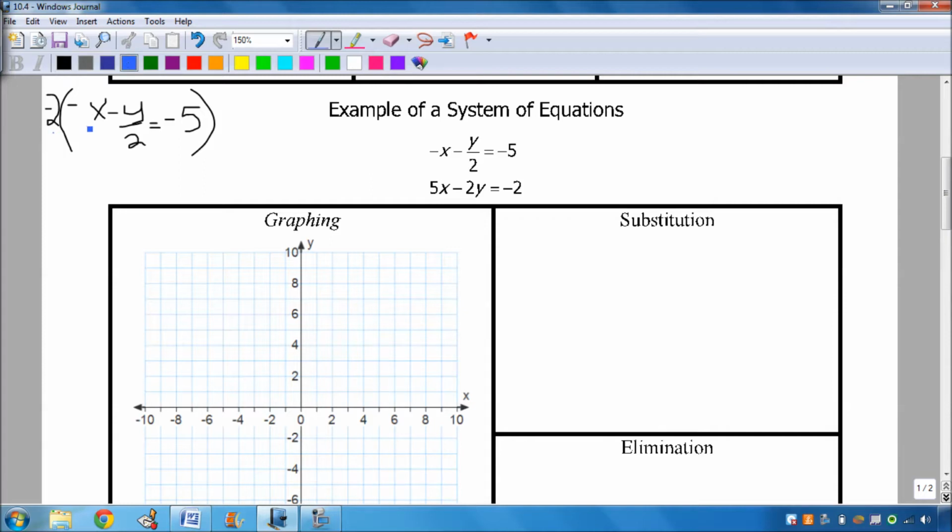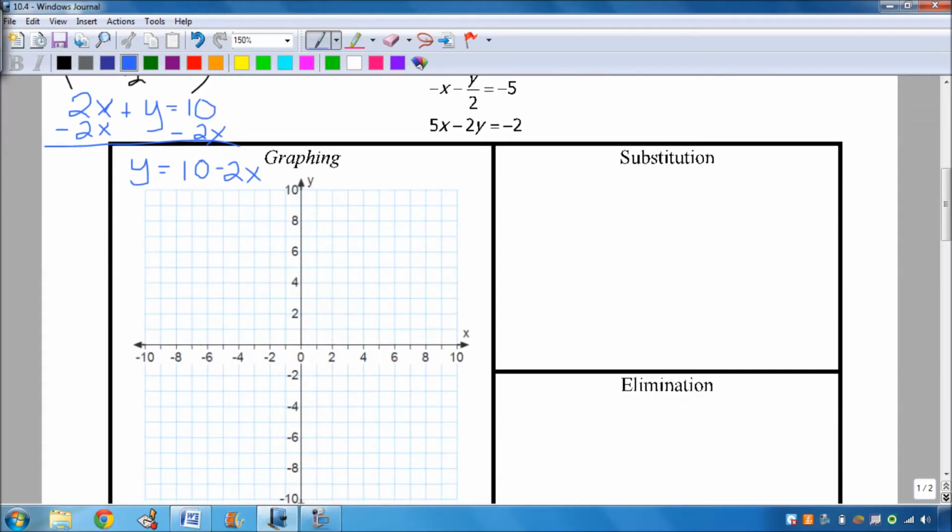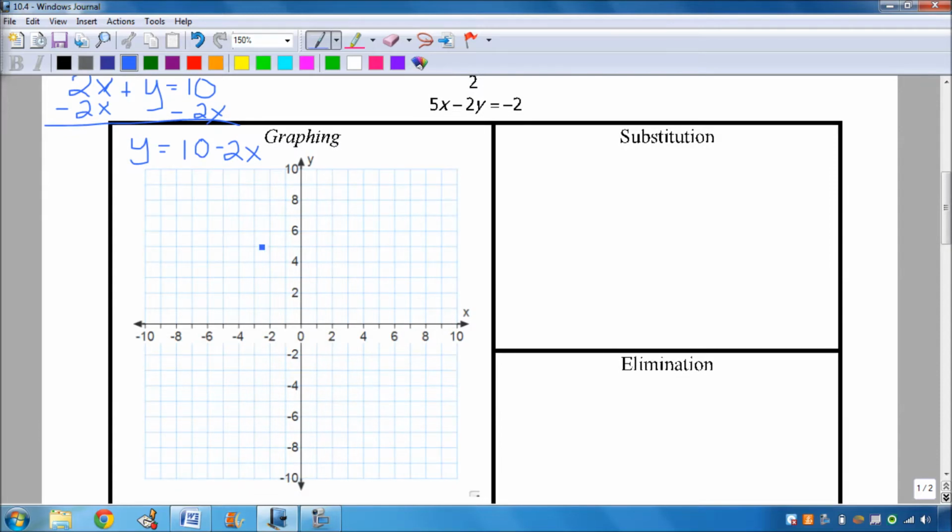So negative 2 times negative x becomes 2x. Negative 2 times negative y over 2, the negative 2's cancel each other out, so I get positive y equals negative 2 times negative 5 is positive 10. Then I just have to subtract 2x from both sides, and so I end up getting y equals 10 minus 2x. So if I want to graph this out, remember, we need 2 things, our slope and our y-intercept. Well, our y-intercept is 10, because that's the b value right here, and the slope is negative 2 over 1.